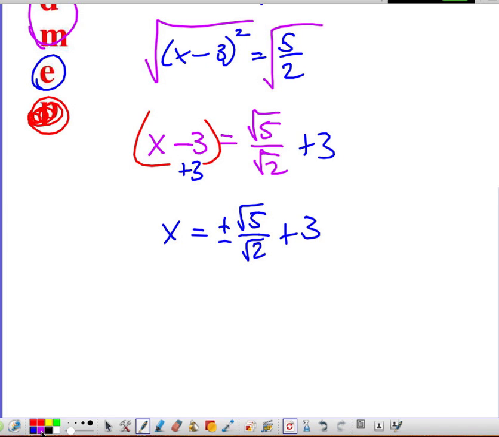Now just one more thing, remember we do have a square root in the denominator. We want to take care of that, so we have to rationalize the denominator by multiplying by whatever we have here on both top and bottom. So x is equal to plus or minus, we can multiply the numbers inside the square roots here, so that's the square root of 5 times 2, which is 10, over 2, plus 3. Alright, there we go.